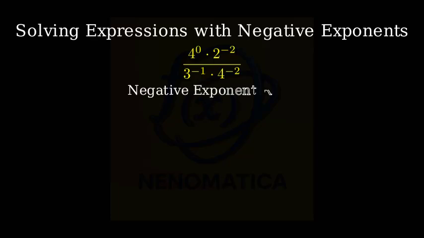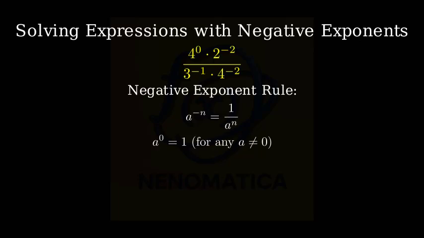Remember that a negative exponent means we take the reciprocal of the base raised to the positive exponent. So for any non-zero number, a to the power of negative n equals 1 over a to the power of n. Also, for any non-zero number, a to the power of 0 equals 1. This is a fundamental property of exponents.